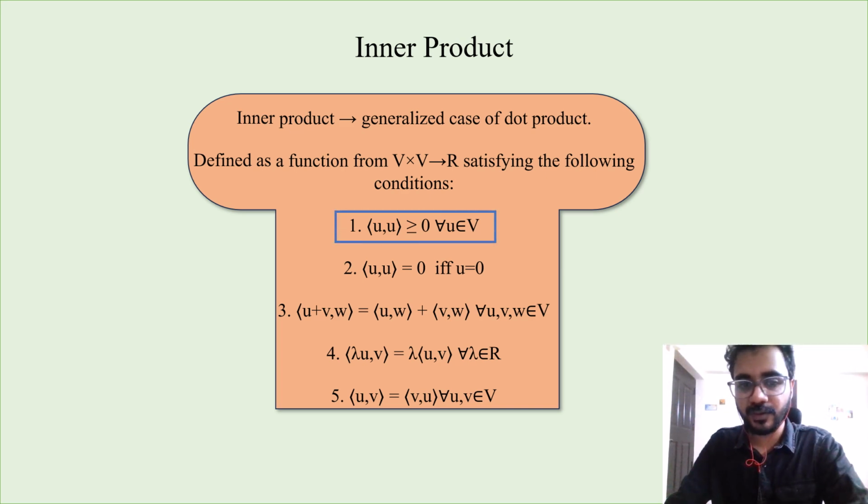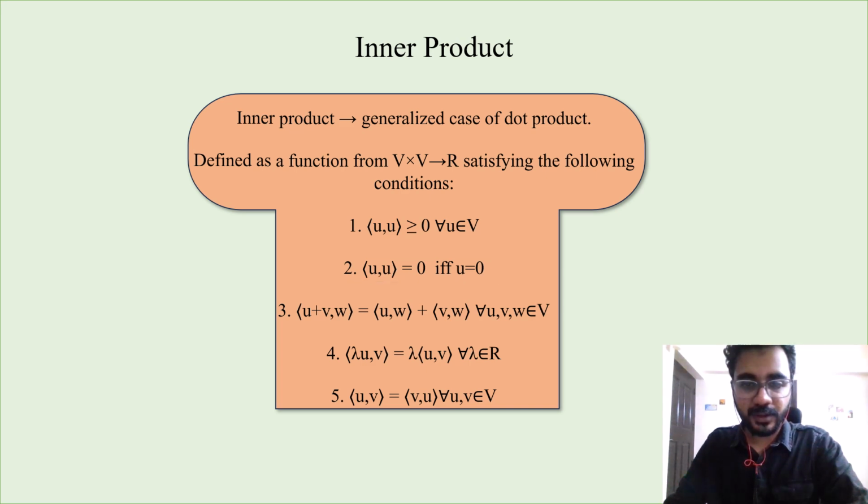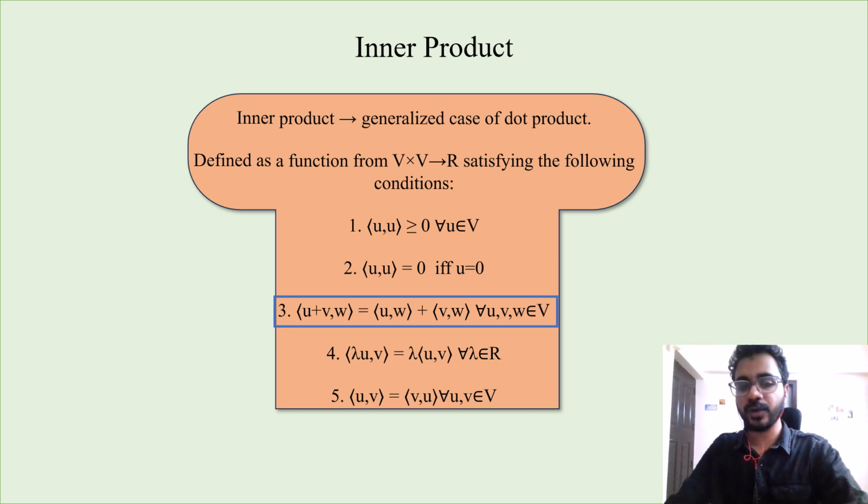The first property is that the inner product of u comma u, that is the same element, will always be greater than or equal to 0, and it's equal to 0 if and only if u equals 0. That is, for a 0 vector only, the inner product u comma u will be 0. Then the next property is that inner product of u plus v comma w can be written as inner product of u comma w plus inner product of v comma w.